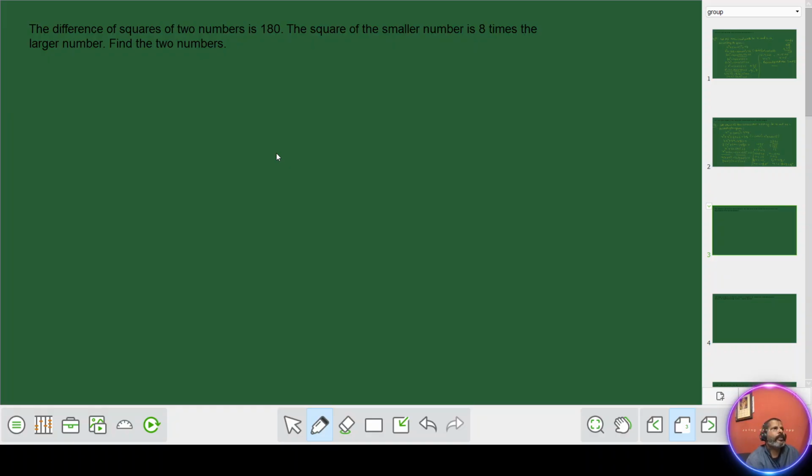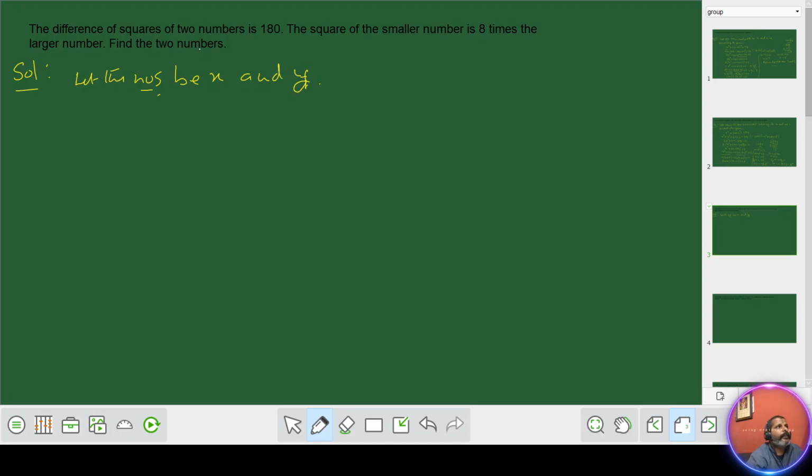The difference of squares of two numbers is 180. This is an important question, important in the sense just for our understanding. Here we are allowed to make more errors in this. Just pay attention and concentrate here. The difference of squares of two numbers is 180. We don't know the numbers, so we can take the numbers x and y, right? Let the numbers be x and y.